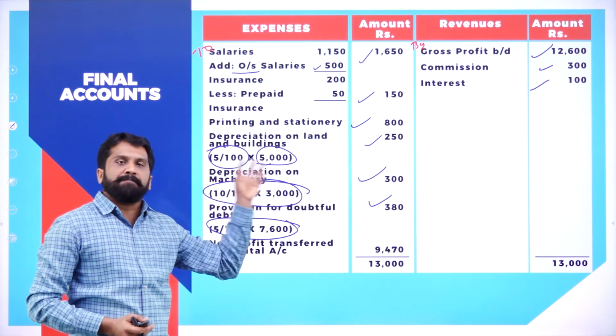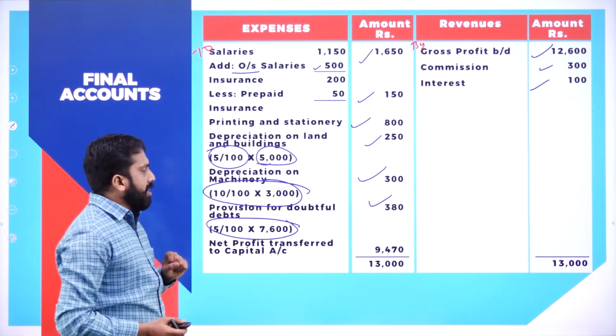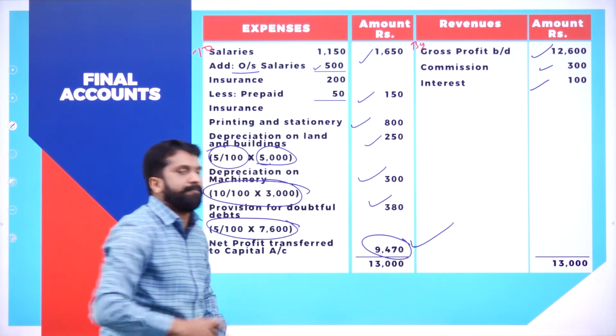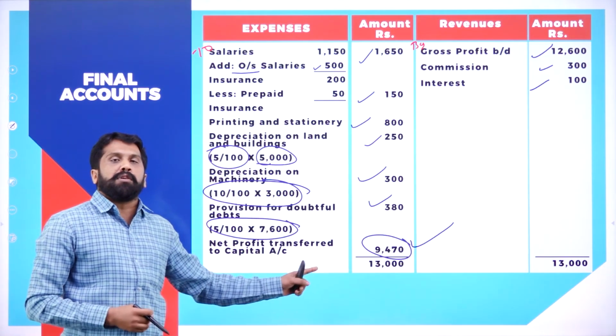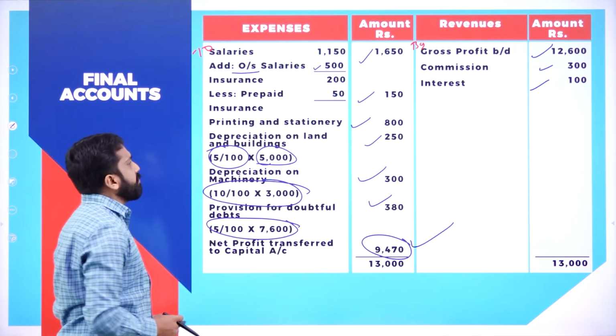So I am just copying from the question and writing in the answer. If you know the format, it is copy paste work. Now, once you're done with your P&L, your answer is 9,470 net profit. What will we do with net profit? We will add it to capital.